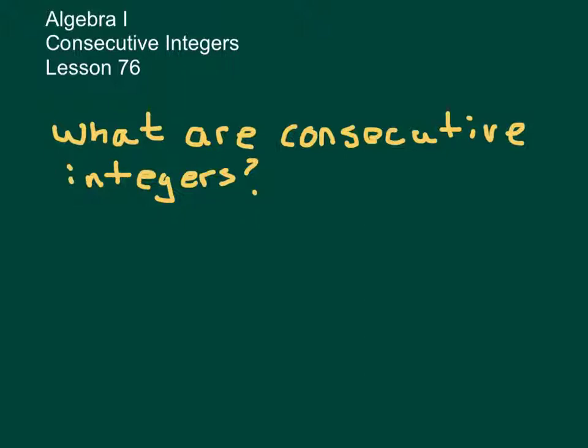Now, integers are just numbers that aren't fractions or decimals. So they could be negative, like -4. They could be positive, like 5. They're just not going to be a fraction or a decimal.